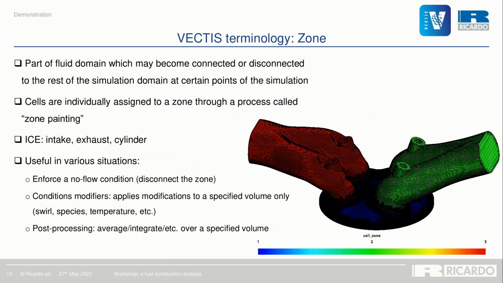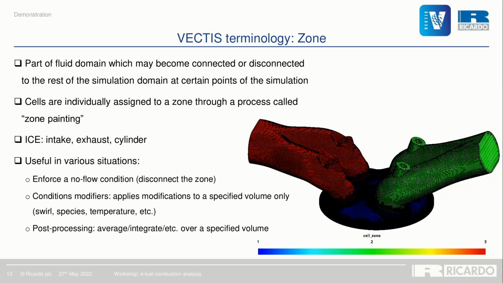Before starting the demonstration, it is important, I think, to go over the terminology in VECTIS of what is called a zone. So a zone is a part of the fluid domain which may become connected or disconnected to the rest of the simulation domain at a certain point in the simulation. Cells are individually assigned to a zone through a process that we call zone painting and that we will illustrate during the demonstration. Typically, in IC applications, we have the intake, the exhaust, and the cylinder as 3 separate zones.